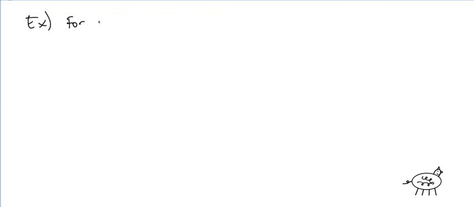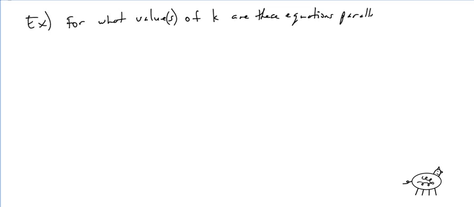Okay, let's try another problem here. For what value(s) of k are these equations parallel? Okay, so we're going to have 2x plus 5y equals 10, and 3x minus ky equals 6.